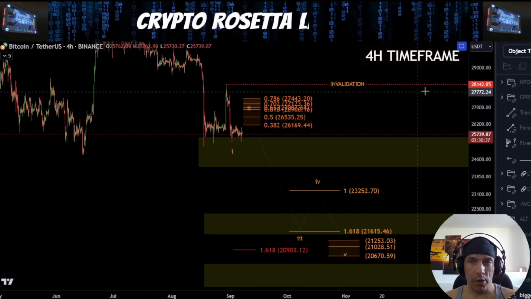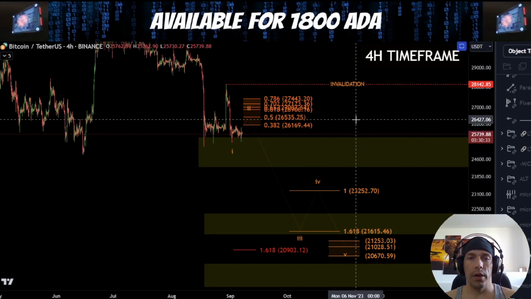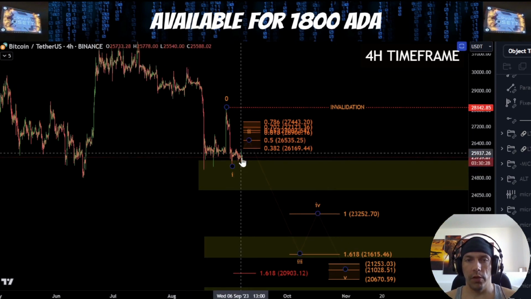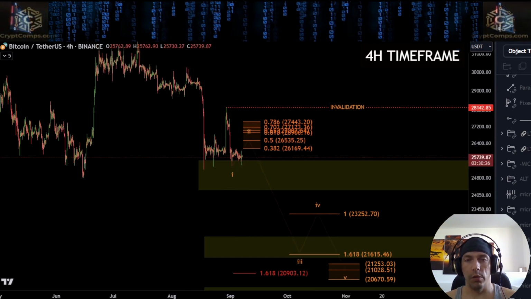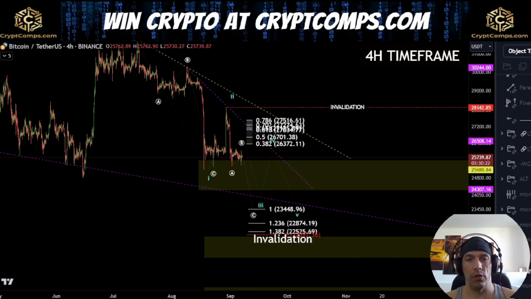So until we actually break back above this 28,142, we need to be a little bit careful of the idea that we could still see a deeper sell-off come in here. It's going to be crucial to see how we react here to the upside. Until we do get some good impulsive structure up, we need to just be careful of these bearish scenarios.